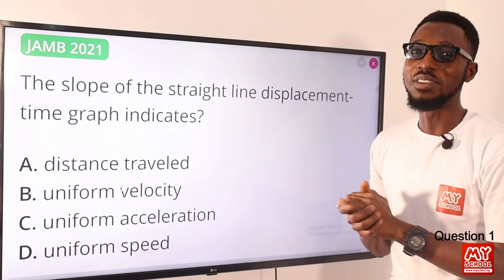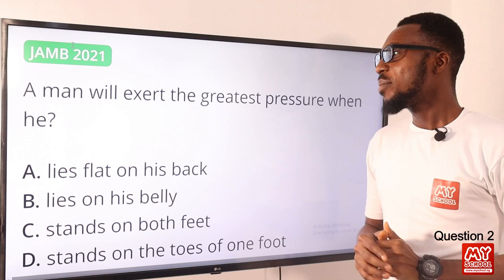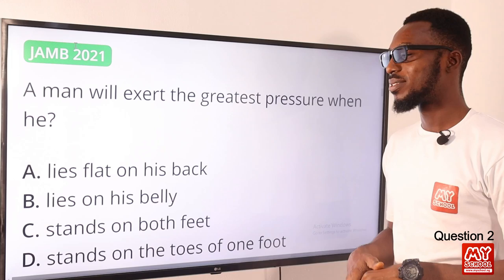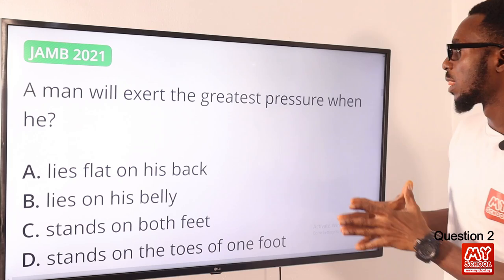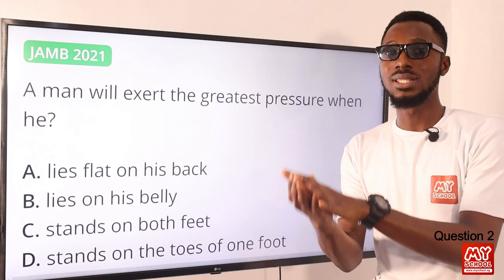Question 2. A man will exert the greatest pressure when he does what? When it comes to the concept of pressure, we have pressure as force over area, as a scalar quantity. In that sense, we should note that the less the area, the more pressure exerted by a constant force. This is what I mean.